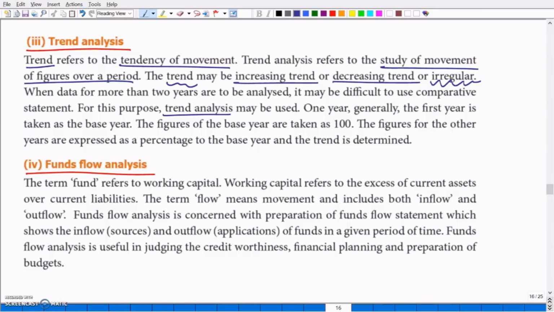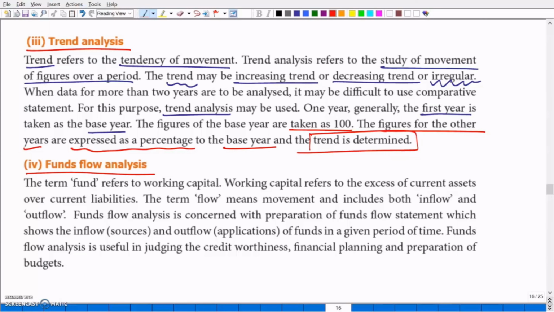One year, that is the first year, generally we take as the base year. The figures of the first year will be taken as base, say as 100, and the figures for the other years will be expressed as a percentage of the base year, and then the trend will be determined. That's about trend analysis.